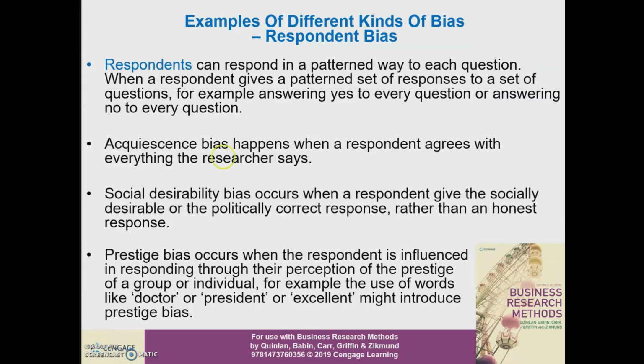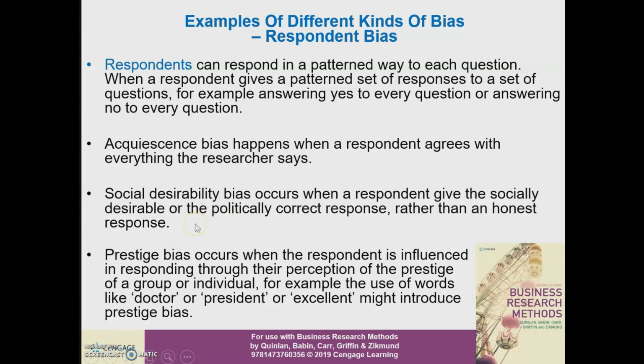So respondents can respond in a patterned way to each question. When a respondent gives a patterned set of responses to a set of questions, for example, answering yes to every question or answering no to every question, this is a form of bias. This kind of bias happens when a respondent agrees with everything the researcher says. So that is also a form of bias.